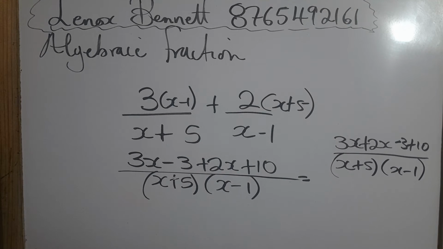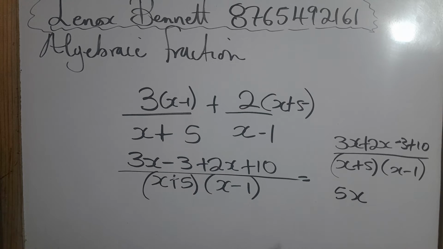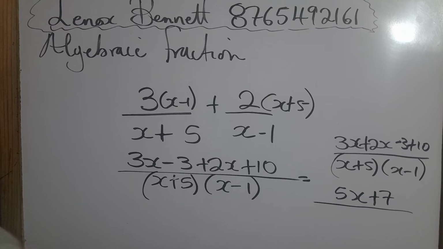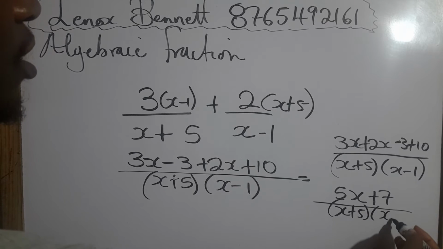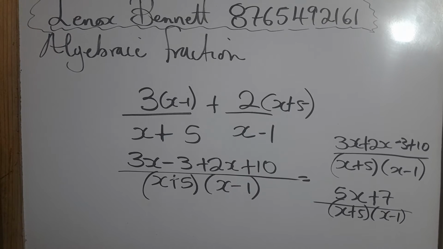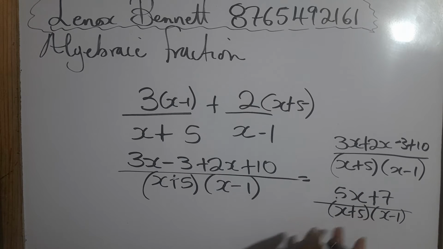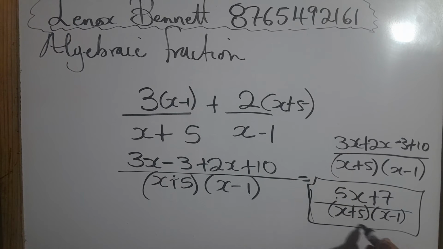For those persons who are on my live, you would have seen me do this many times. 3x plus 2x, that's 5x. Negative 3 plus 10 would give us positive 7. Remember, once the signs are different, we subtract and keep the sign of the bigger one. And of course, keep back our LCM, which is x plus 5 and x minus 1. Other students would normally expand this, but it's not really necessary. This could be the answer. But if you had expanded this, it would have been correct just the same.